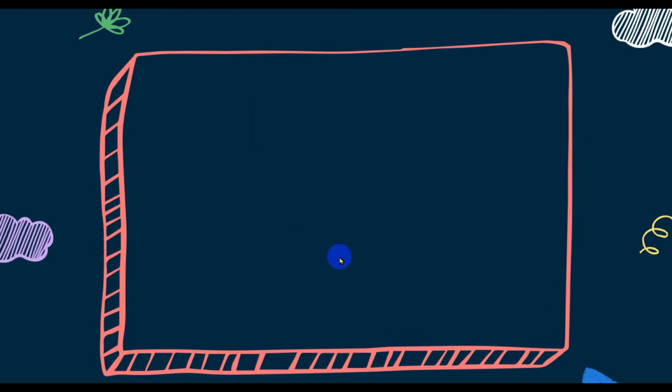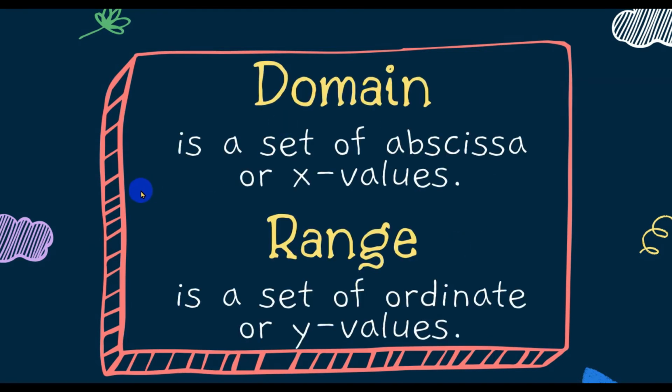Another terms that we have to consider when it comes to relation are the domain and the range. Domain is the set of abscissa or x values. So lahat ng x elements kanina, kapag pinagsama-sama natin as a set, we are going to call that domain. And then for those y values or y elements, kapag pinagsama-sama natin sila, we are going to call that range. Let's apply these terms on the previous activity.